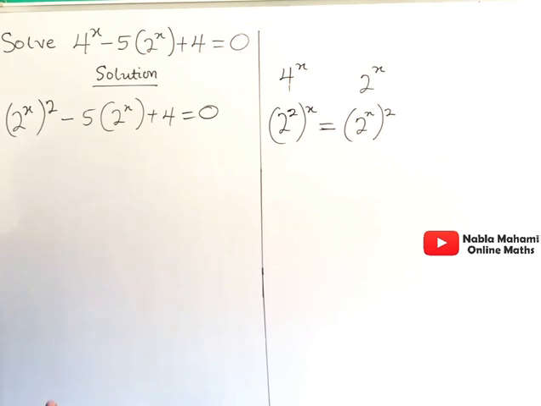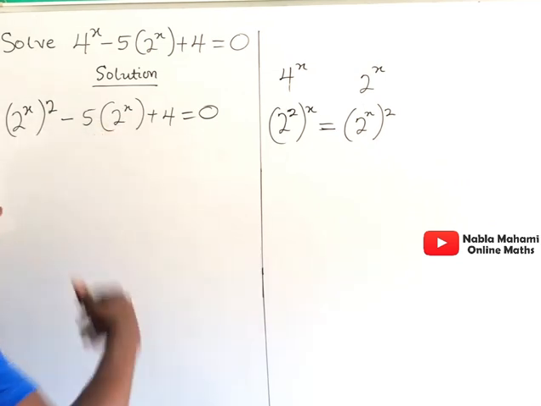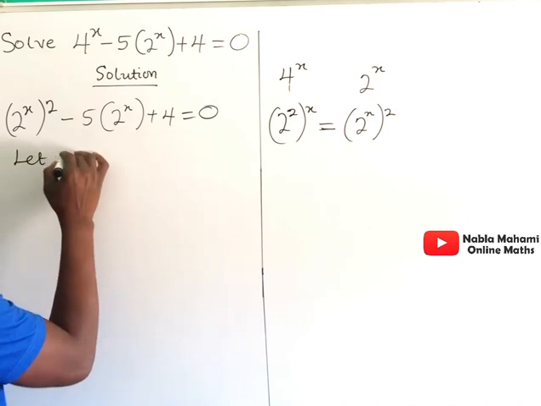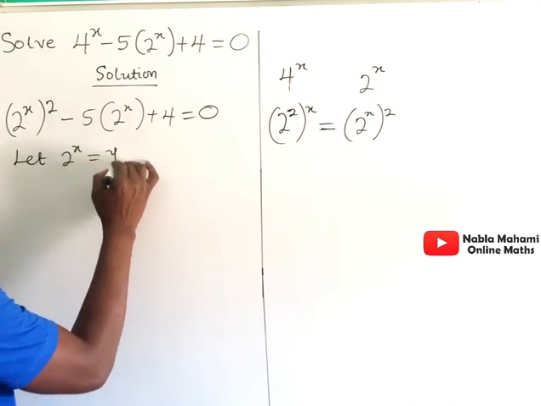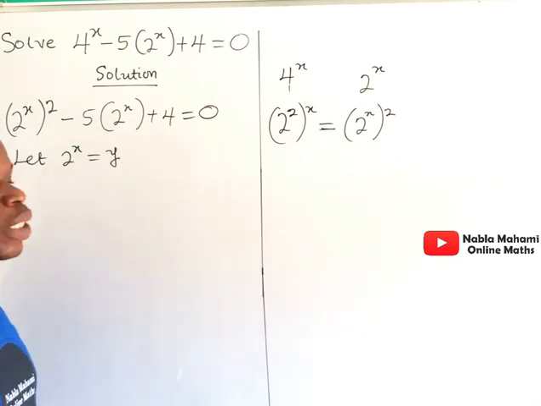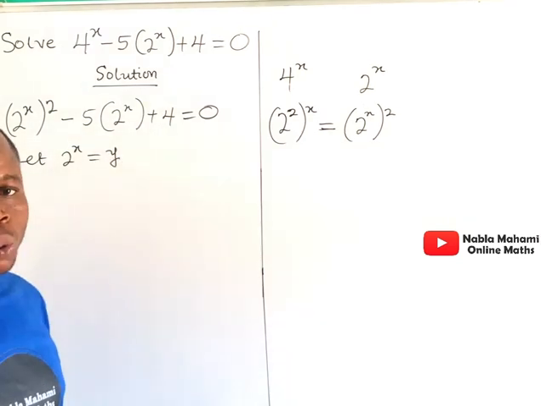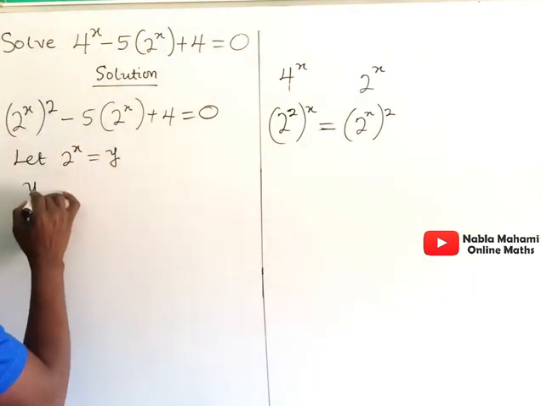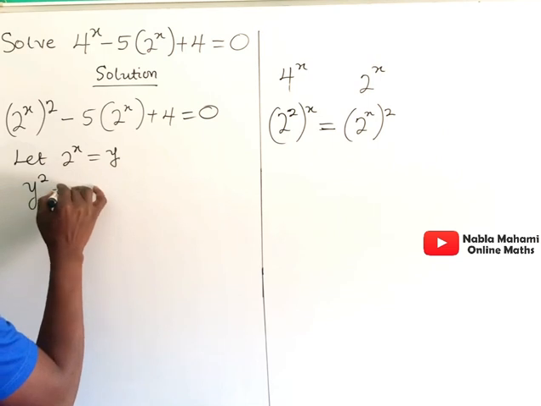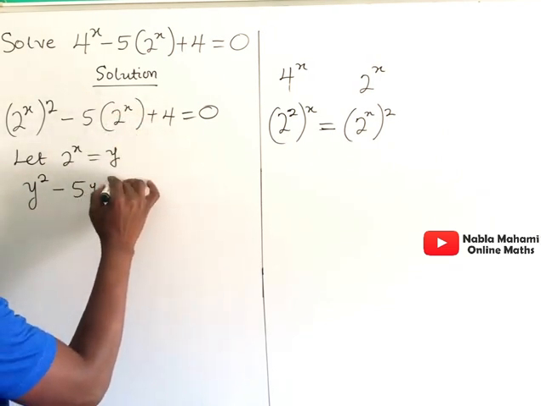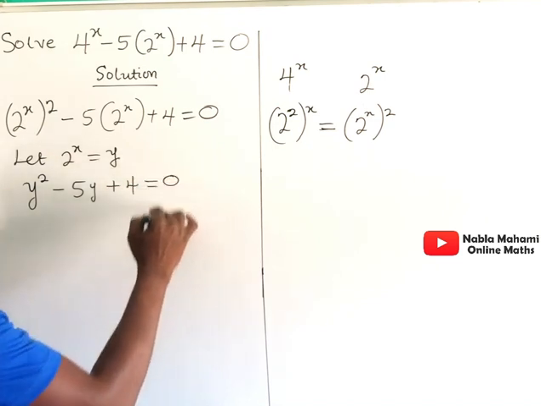Then after this, you now let 2^x be equal to a variable. So I can say let 2^x be equal to y. And from this point, you go back to this equation. Wherever you see 2^x, you substitute y there. So I have y to the power 2 minus 5, 2^x, that one is the same as y, plus 4 is equal to 0.